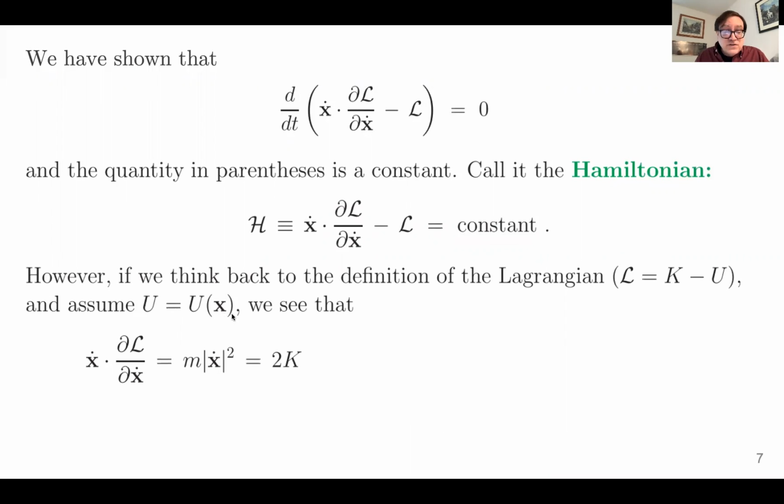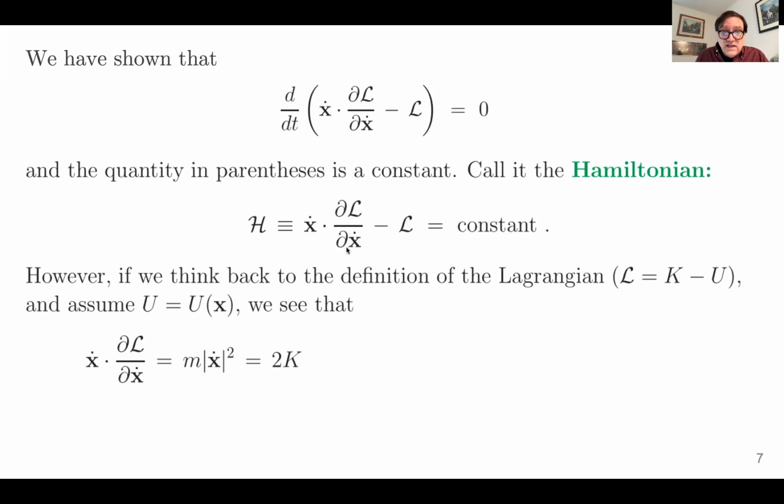And again, for a conservative system where the potential energy is only a function of position, the derivative of the Lagrangian with respect to velocity only involves the kinetic energy component. And we've written that out before. Now dotted into x dot, that's just going to be the momentum dotted into the velocity, which is just m velocity squared, which is just twice the kinetic energy itself.